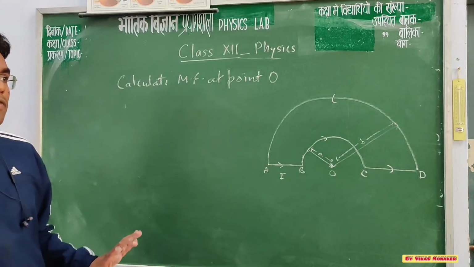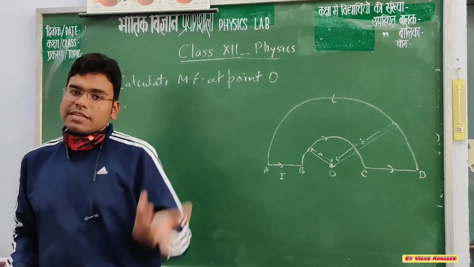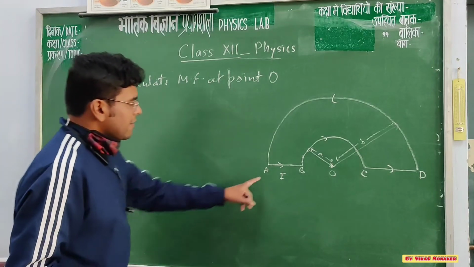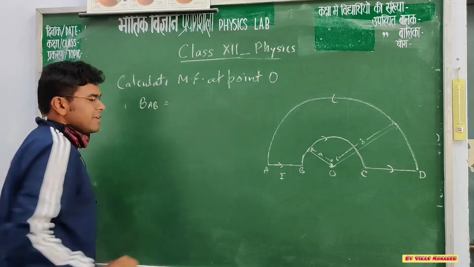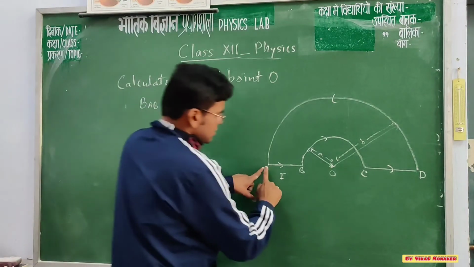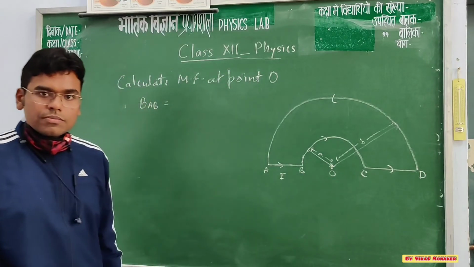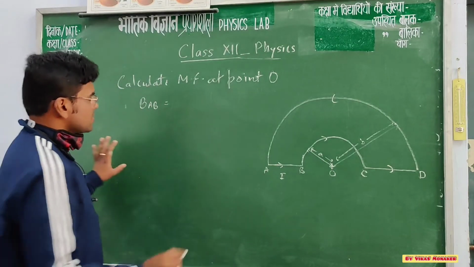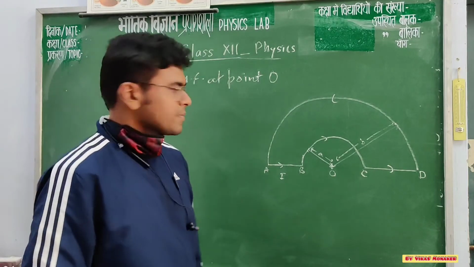So what best we can do is determine each magnetic field along with its direction, and then simply find their net. Initially we will find the field due to AB. In the previous one you have seen that we calculated the magnetic field on the axis of the wire. This is a straight wire, and the point O is lying on the axis. So when it is lying on the axis, the magnetic field will be 0. Clear?